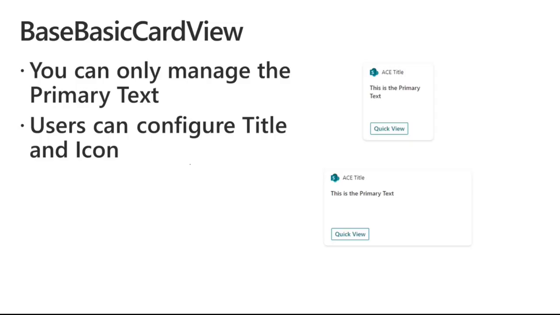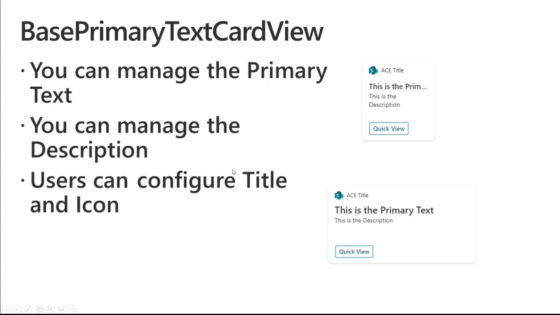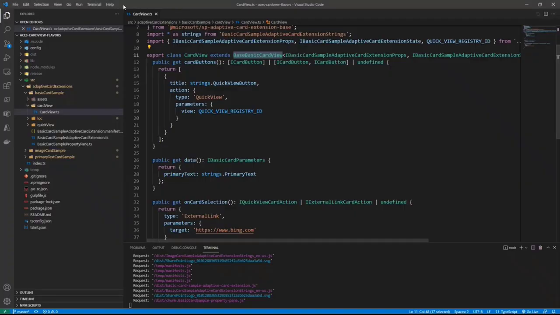What else? Well, we can also use the BasePrimaryTextCardView, which is slightly different from the previous one. In fact, we have not only the primary text, but we also have a description that we can use to render the content of the card view. In this scenario, the user can still select an icon and a title for the adaptive card extension, which will be used also to render the card view. But what is interesting is that we can configure two different sections, two different text areas, inside the rendering of the card view.